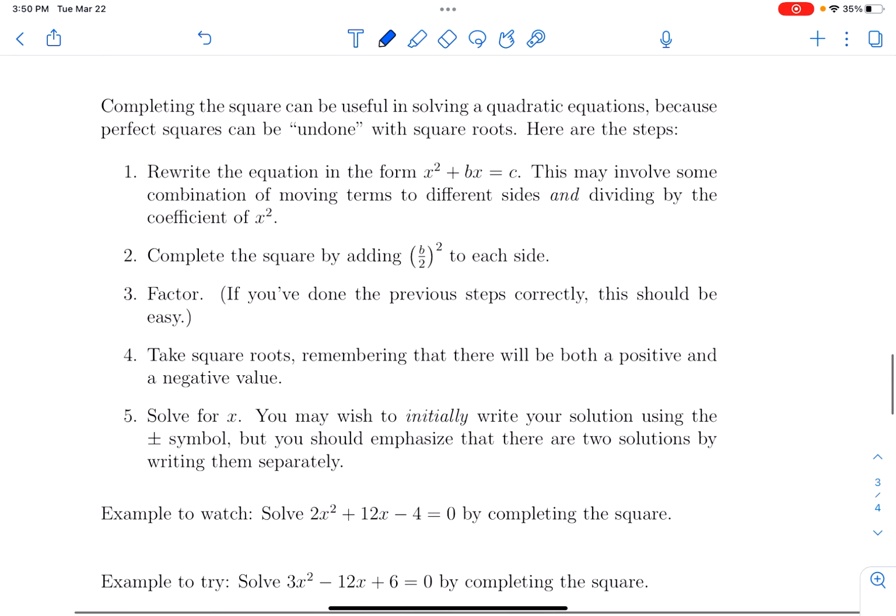So here are the steps presented somewhat abstractly. We want to rewrite the equation as x squared plus bx equals c. So if there's a coefficient in front of x squared, you want to divide by it. If you have a constant, you want to move it to the right-hand side. Then we complete the square by adding that appropriate thing, b over 2 squared. Then we factor, and the factor will create a perfect square. Right? You should be expecting a perfect square. We take square roots, remembering the plus minus, and then solve for x. Break it up into 2 solutions, 2 equations, one for plus, one for minus.